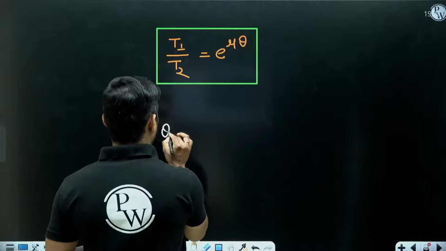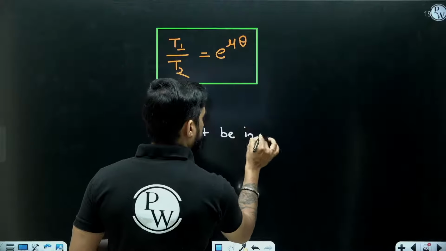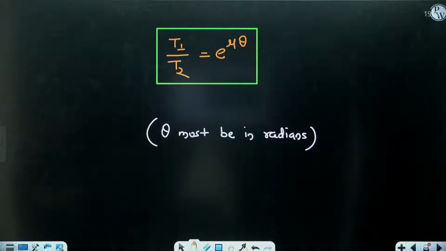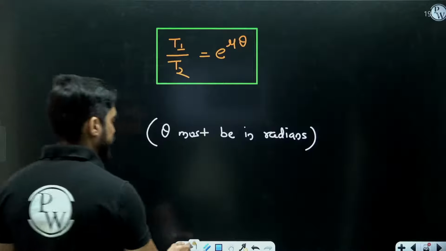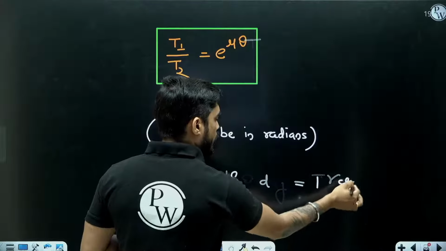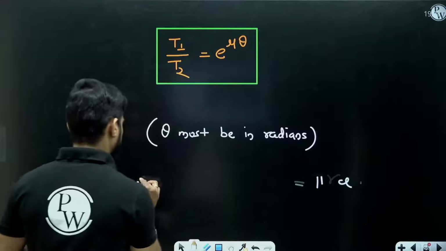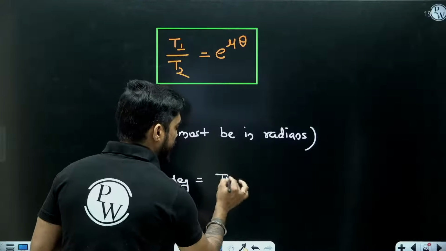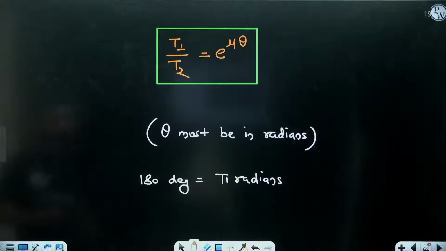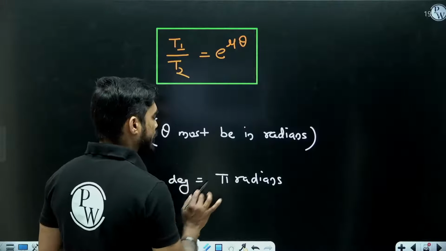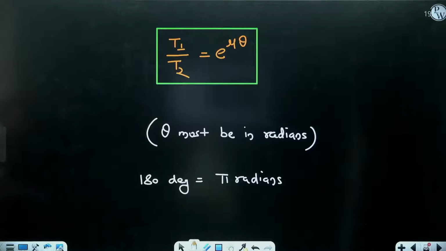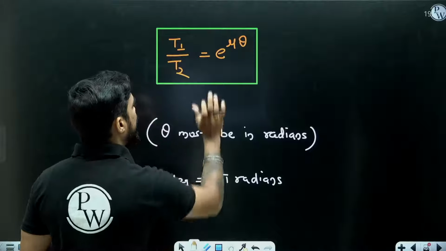Now remember, this theta must be in radians. For example, if theta is 180 degree, then you will not write theta equal to 180. You will write theta equal to pi. 180 degree means pi radians. 90 degree means pi by 2 radians. 45 degree means pi by 4 radians. So 1 degree means pi by 180 radians. So just multiply by pi by 180 and you will convert degree into radians. Whenever you need to use this equation, you use theta in radians only.